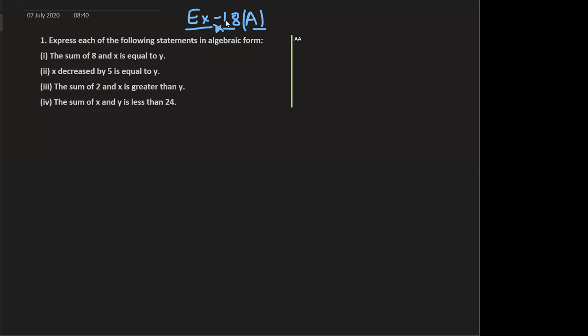Okay, so let me start with question number 1. Question 1 says express each of the following statements in algebraic form. So we are given here some statements. 1, 2, 3, 4 statements are given, and we have to write these statements in algebraic form. Is it okay? Now let me tell you the first statement. First statement says the sum of 8 and x is equal to y.